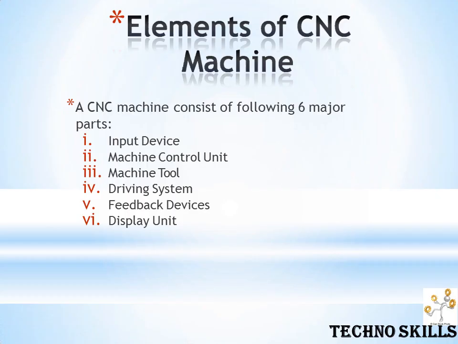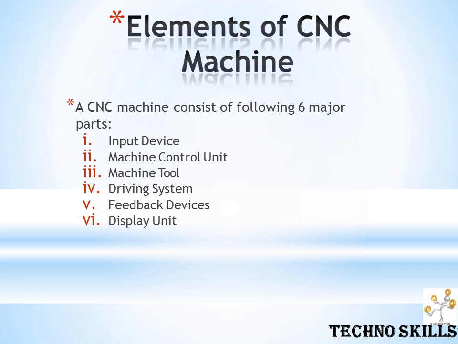And next we will see about the elements of CNC machine. So what are the CNC sections, that is, the stages in the CNC machine from the input to the display unit or the output device. We have these parts: the input device, the second one is the machine control unit and machine tool, driving system, feedback devices and display unit.